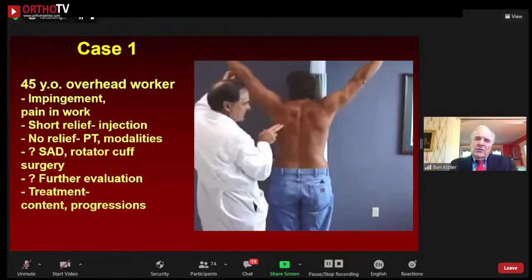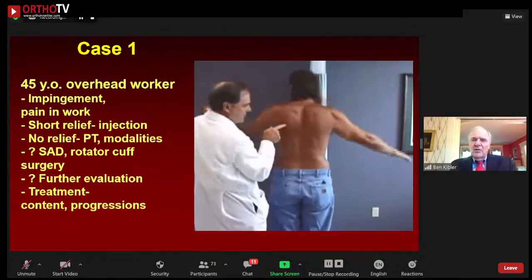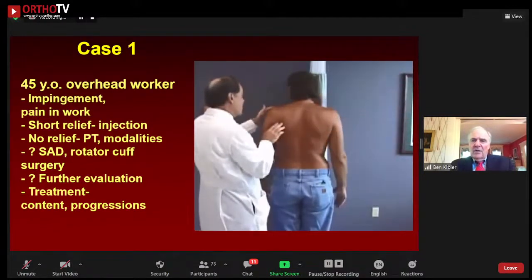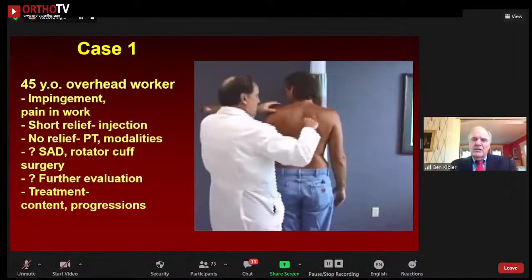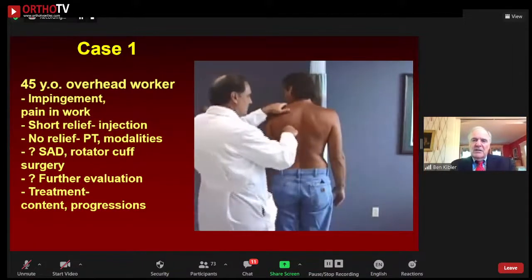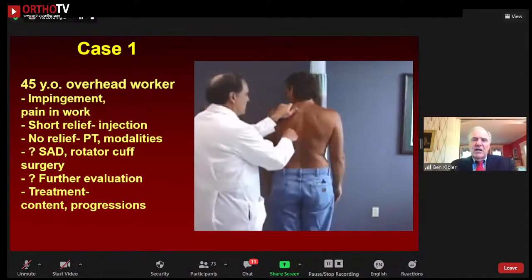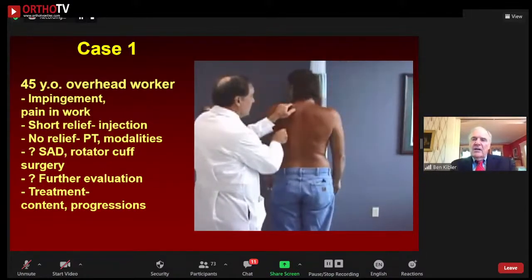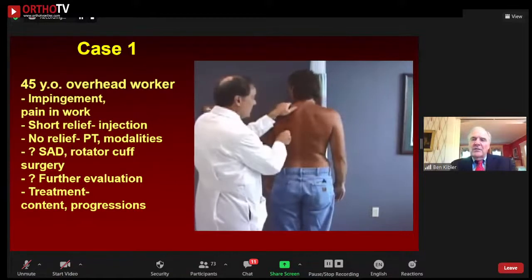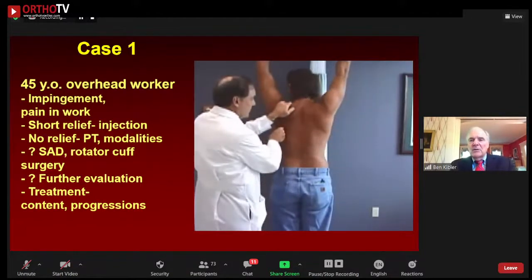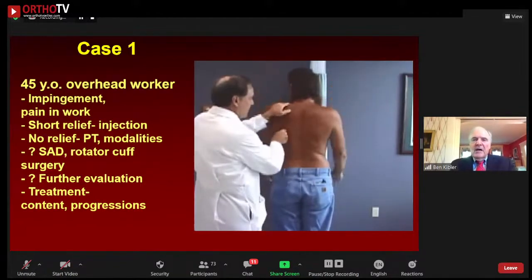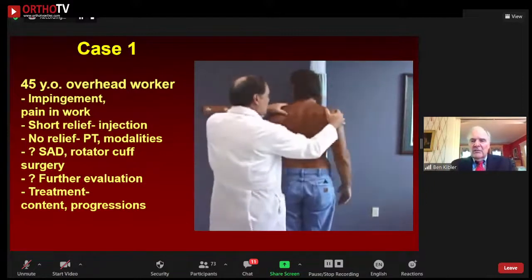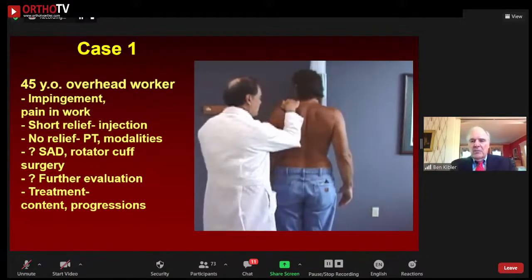Now, you can actually do a couple of tests to identify the scapular involvement. One is called the scapular assist test. You actually stabilize the scapula and assist its posterior tilt and upward elevation. And when you do that, you have complete relief of the impingement symptoms, showing that the scapular malposition and different motion is part of the problem.